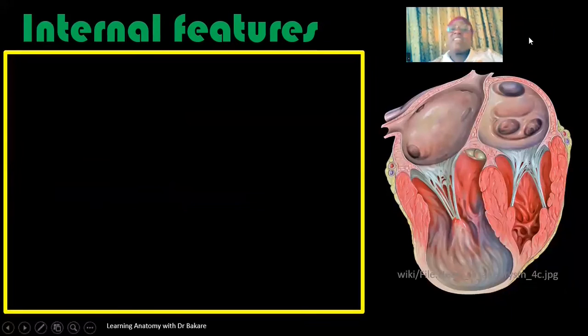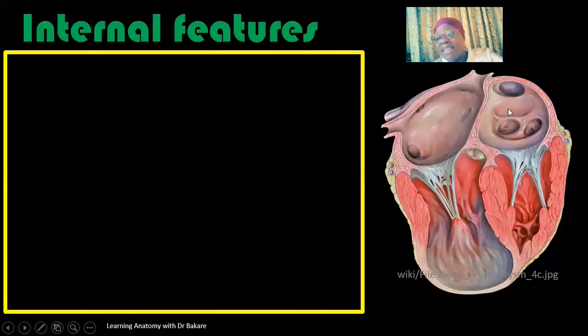So let's drive into the internal compartment of the heart so that we can establish the features that are seen within the right ventricle. This is the interior of the heart, and this is the right atrium, this is the left atrium, this is the right ventricle, and this is the left ventricle. Let's drive in to see the different specific regions or features that are seen within the right ventricle.